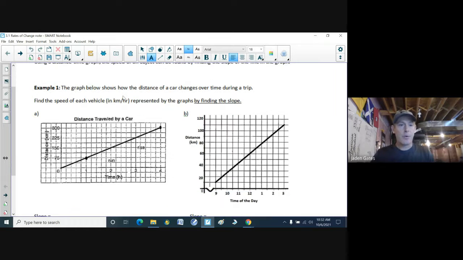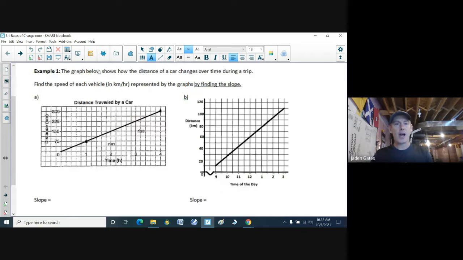And so, for example, the graph shows how the distance of a car changes over time during a trip. Find the speed of each vehicle in kilometers an hour, represented by the graphs by finding the slope. So we're going to find a rate of change by finding slope. And so again, the key thing when you're finding slope is that you want to have two good points, where you're not guessing, they're not decimals. And so I'm going to pick the first one, the last one here.